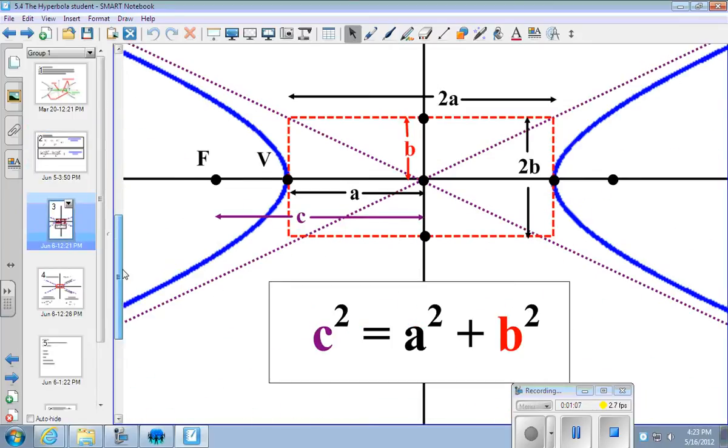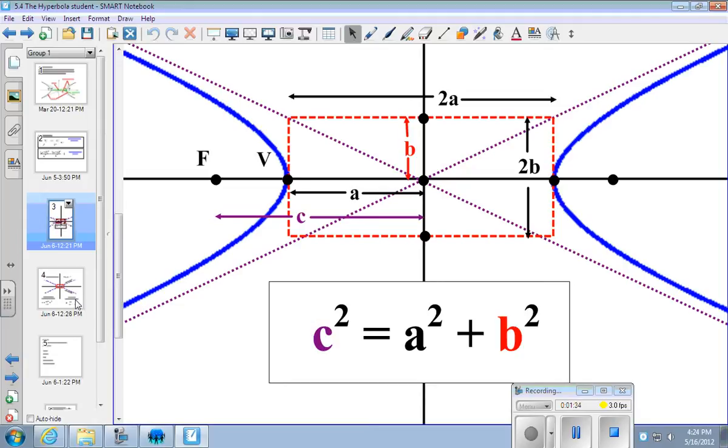Here are another couple of distances. The distance from the center up is called B. The distance from the vertices to the center is A, or the total distance would be 2A. The distance from the center to the focus is C. And there's a relationship such that C squared equals A squared plus B squared.